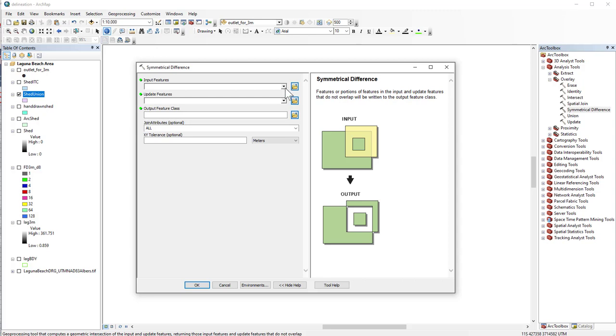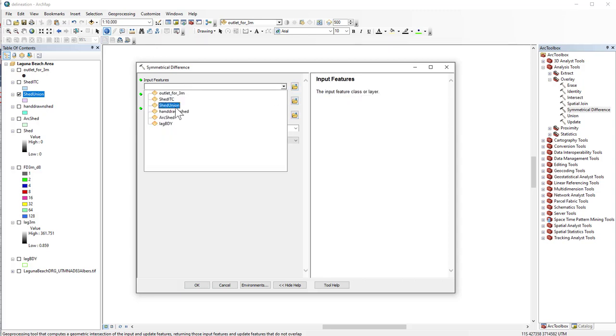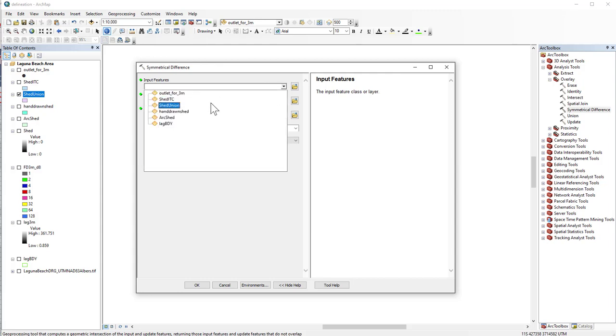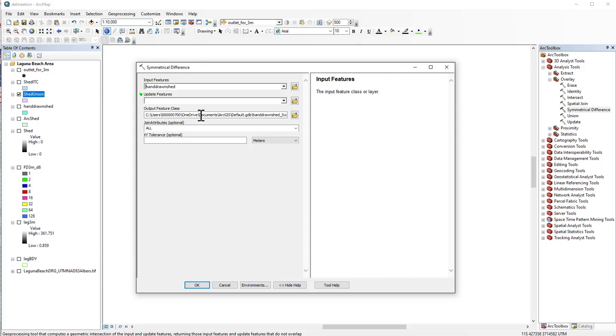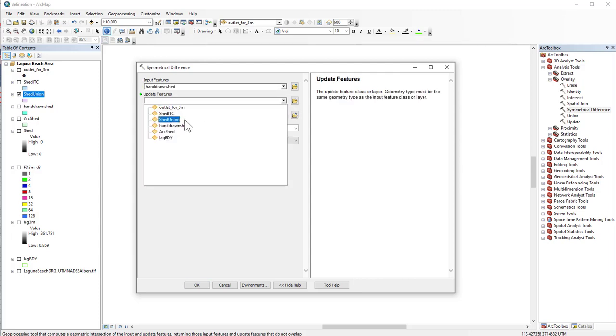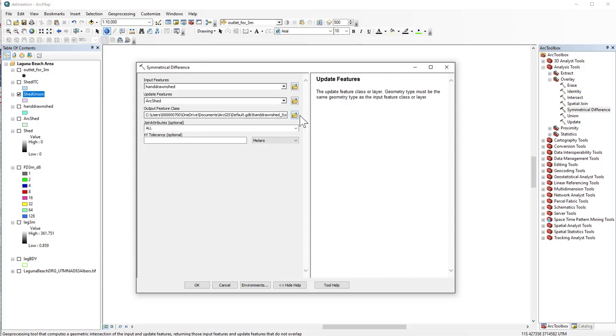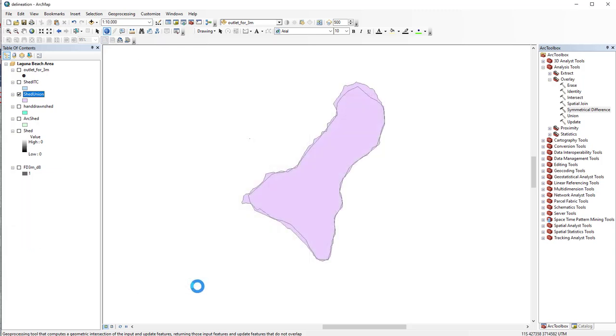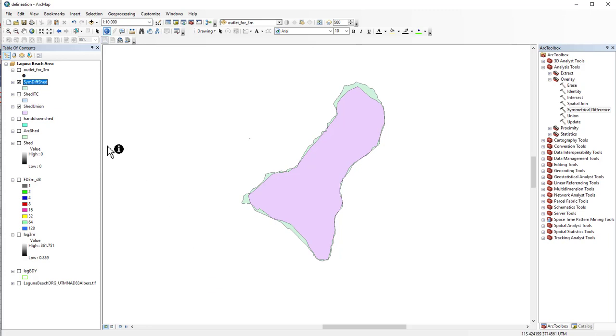So for symmetrical difference, the input feature will be the hand-drawn watershed, and the update feature will be the ArcShed, and we'll call this SymDiffShed for the symmetrical difference shed. And now let's take a look at what that output looks like.